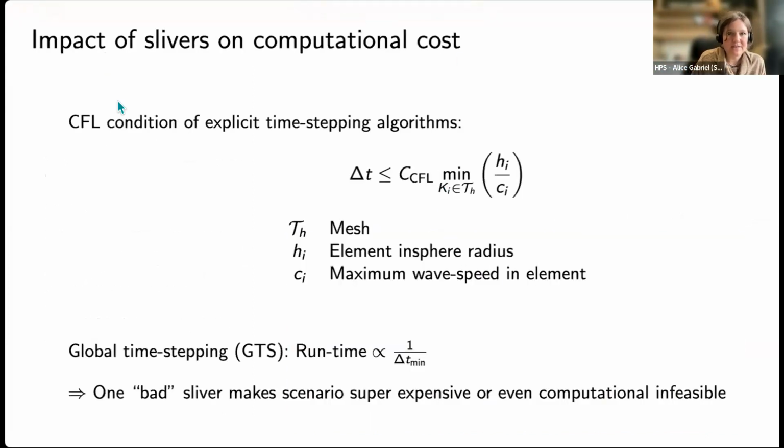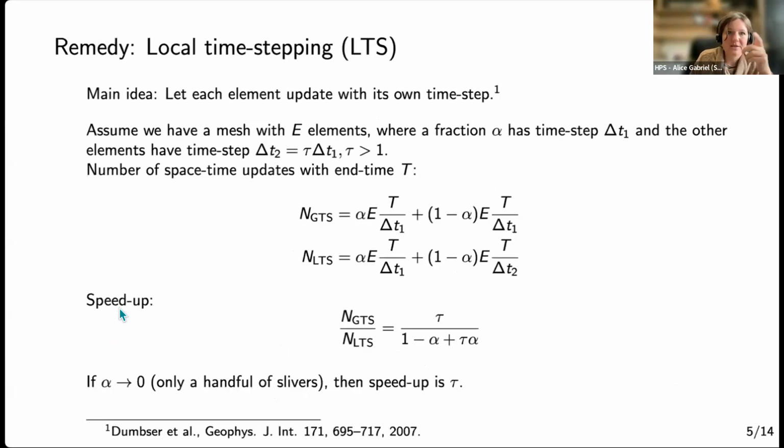The impact of such a sliver on the whole computation cost, if you don't have local time stepping and you're using a global time stepping scheme, would mean that one bad sliver can make your whole simulation super expensive or even computationally infeasible, because all of the other elements would be doing nothing while this one bad element is updating. So local time stepping, where each element updates with its own time step, is what we are doing to mitigate that.